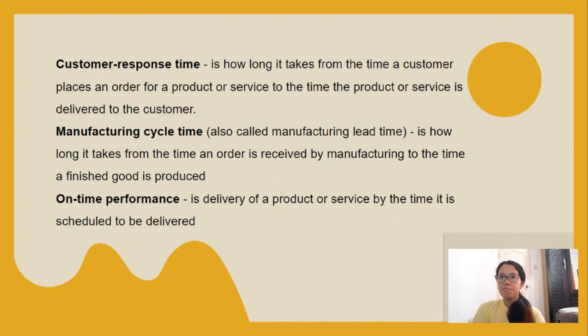Next is customer response time. It is how long it takes from the time a customer places an order for a product or service to the time the product or service is delivered to the customer. Manufacturing cycle time, or also called manufacturing lead time. It is how long it takes from the time an order is received by manufacturing to the time a finished good is produced. Lastly is on-time performance. It is delivery of a product or service by the time it is scheduled to be delivered.